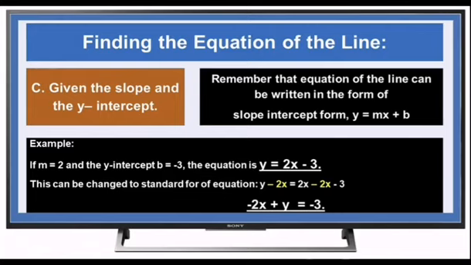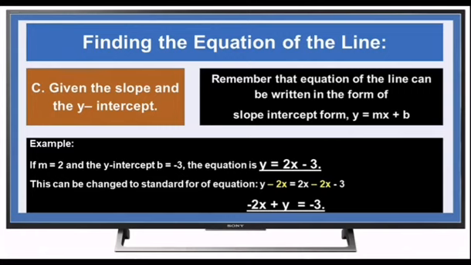Next, given the slope and the y-intercept. Remember that the equation of the line can be written in the form of slope-intercept form, y equals mx plus b. Example, if m equals 2 and the y-intercept b equals negative 3, the equation is y equals 2x minus 3, because m is the slope, so 2 is written before x, and then the y-intercept b, which is negative 3, so we have minus 3.